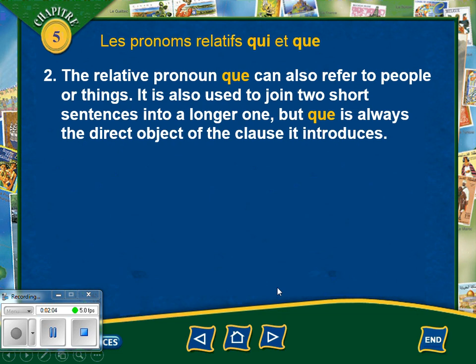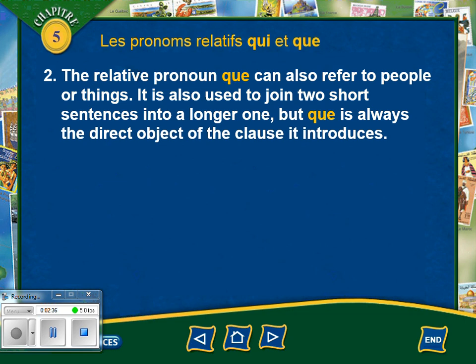Que is also going to refer to people or things, and it is also going to be used to join two short sentences into a longer one. However, que is going to be the direct object of the clause it introduces. That means it's going to be followed by a subject noun. Not just a noun, a subject noun. And it can get a little tricky when we have those indirect object pronouns because some of them look like subject nouns. So this is where it's really important that when you read your sentences, you understand what they mean and what you want to say.